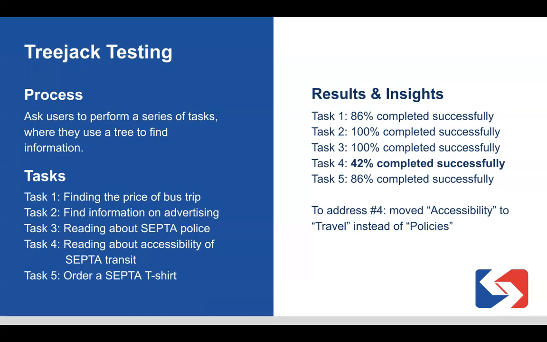So in terms of the results, generally the tasks went well. Aside from task 4, the majority of participants were able to complete these tasks successfully. What I did notice for task 4 is that initially the accessibility topics were listed under policies and not travel, as this was the way that I saw it categorized in the card sort. But participants were confused and typically checked travel instead of policies. So I thought that it made sense to move it to that spot instead.